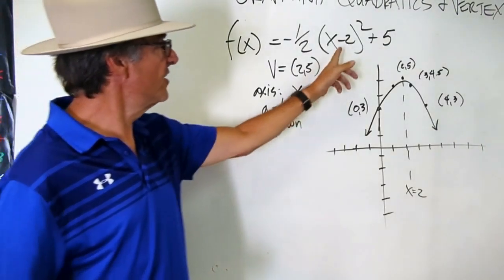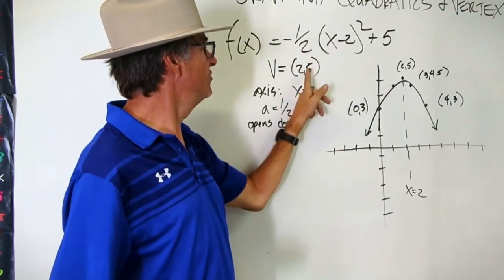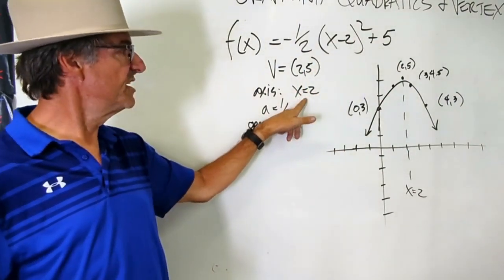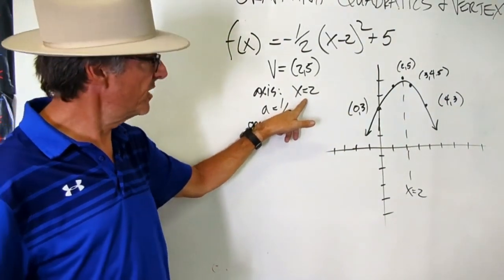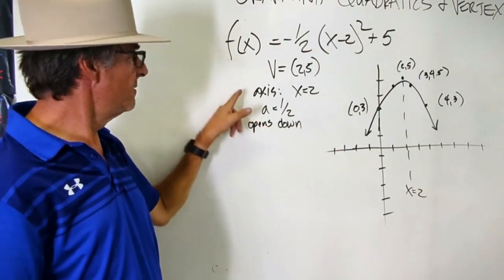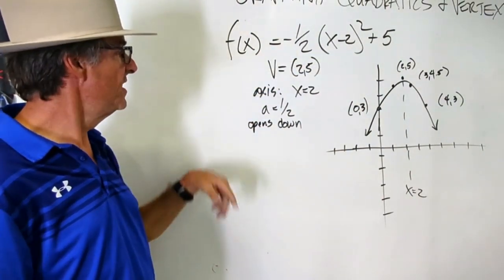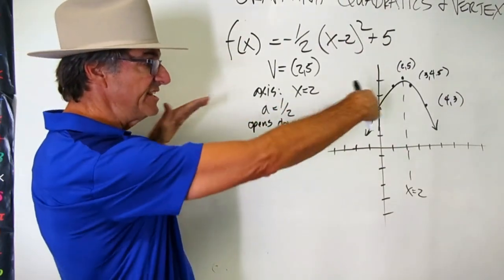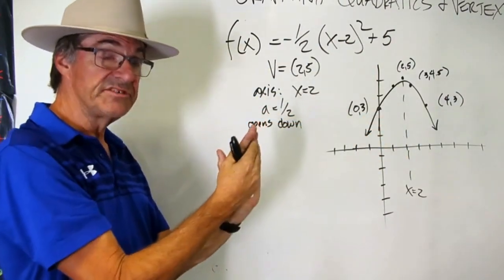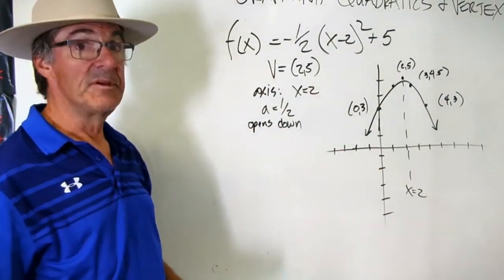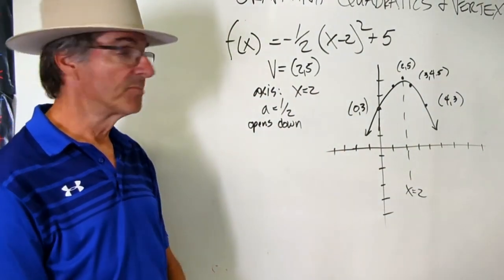So first off, I noticed that my vertex is at the point 2, 5. Change the sign, keep the sign. 2, 5. My axis of symmetry is x equals 2. So I went ahead and put my vertex and my axis of symmetry on there. My a term, -1/2, tells me that it opens down and it's going to be dilated wider. Not compressed, but it's going to be dilated in an open direction. It's going to be wider than the standard mother parabola.